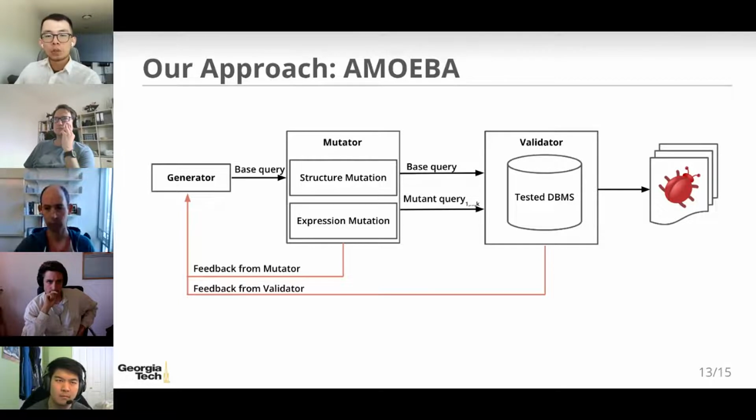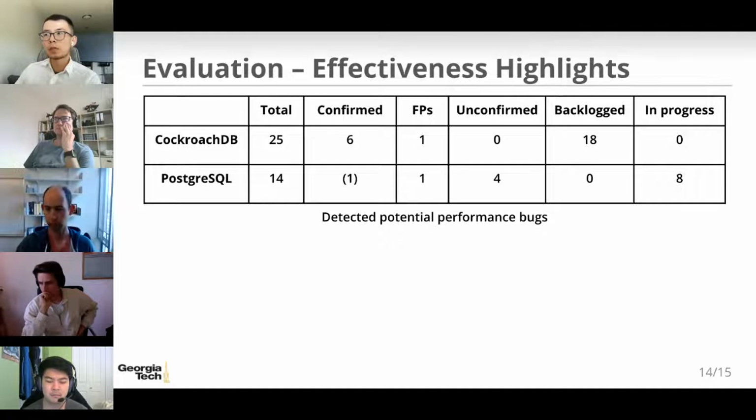In our evaluation, we applied Amoeba on two DBMS, CockroachDB and PostgreSQL, and investigate a number of research questions. In this short talk, I will focus on the evaluation on the effectiveness of Amoeba in detecting performance bugs. This table summarizes the total number of potential performance bugs Amoeba discovered and the breakdown of those numbers in feedback.